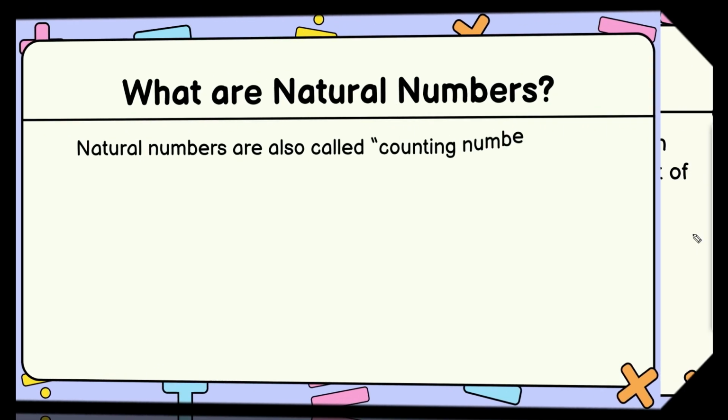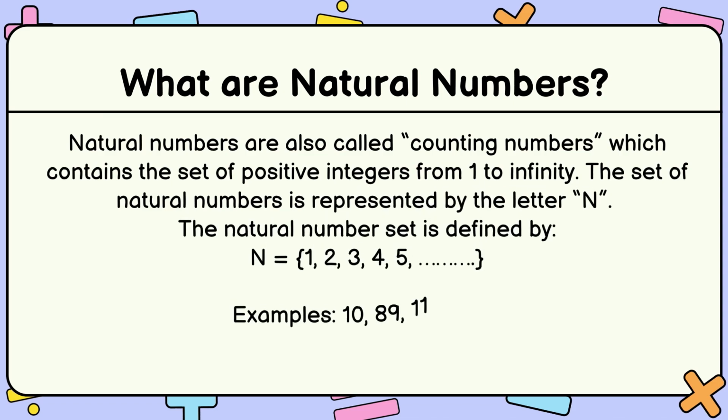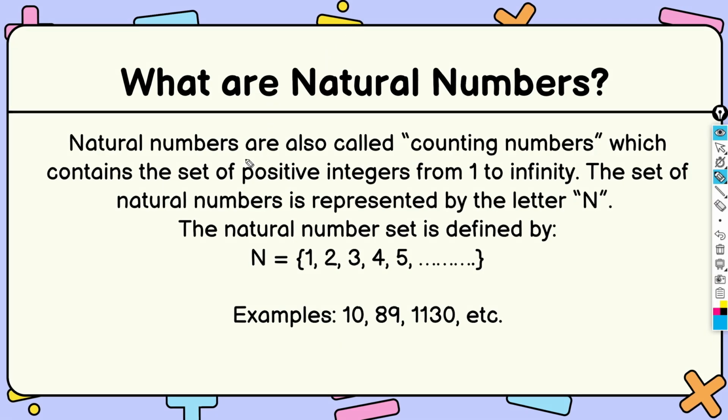So coming to natural numbers. What are natural numbers? You have learned natural numbers in class 6. Natural numbers are also called counting numbers, which contain the set of positive integers. Note this point, positive integers. We'll come to know what these positive integers are later. So the natural numbers are counting numbers which start from 1 and end at infinity. So all positive numbers starting from 1 are called natural numbers. Examples are 10, 89, 1130, etc.